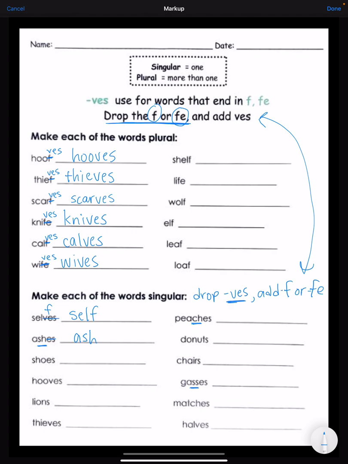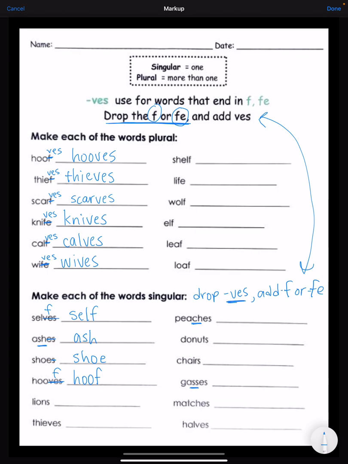Shoes is a tricky one because it looks like it ends in ES, but I know that one shoe is spelled S-H-O-E. So all I'm going to do is take away the S and the singular would be shoe. If you wrote it with ES taken away, you would think that doesn't look right because it needs that E. We added an S to make shoes plural, not an ES. All right, here we go, hooves. This is the same thing as we did before. We know it ends in VES, so we take away that VES, and one hoof ends in just an F. So the singular would be hoof.